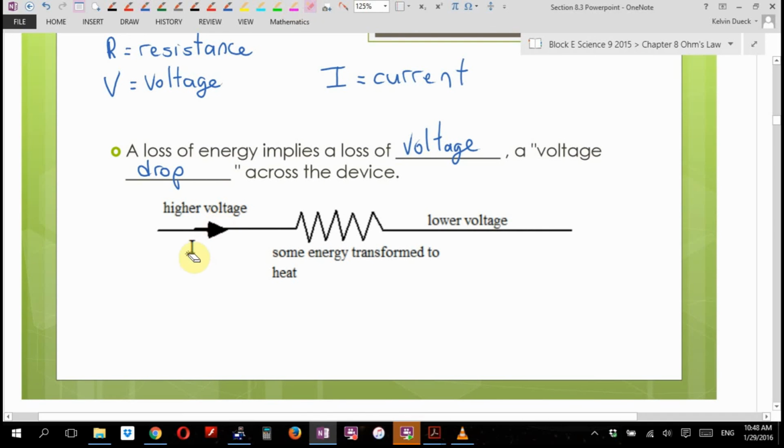So, here's a little chunk of a circuit. This letter I stands for what? What direction? Which way is the current flowing? To the right. By the way, which way are the electrons flowing then, technically? To the? Okay. But we're just going to focus on current. And here's the resistor. This could be a stove. This could be your iPhone. This could be a light bulb. Something. What's happening is you're going from a higher voltage to a lower voltage.